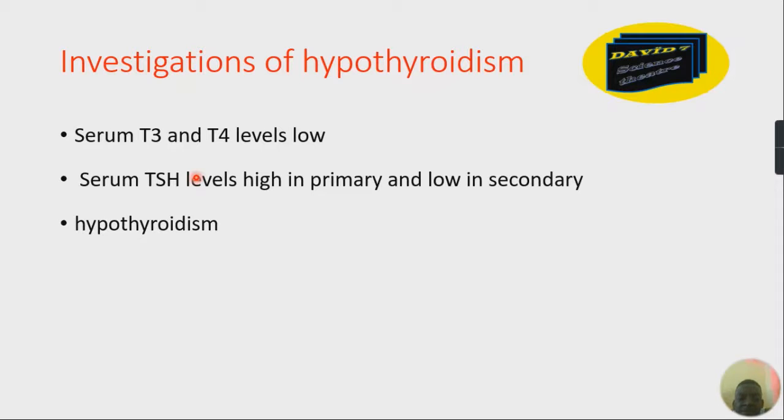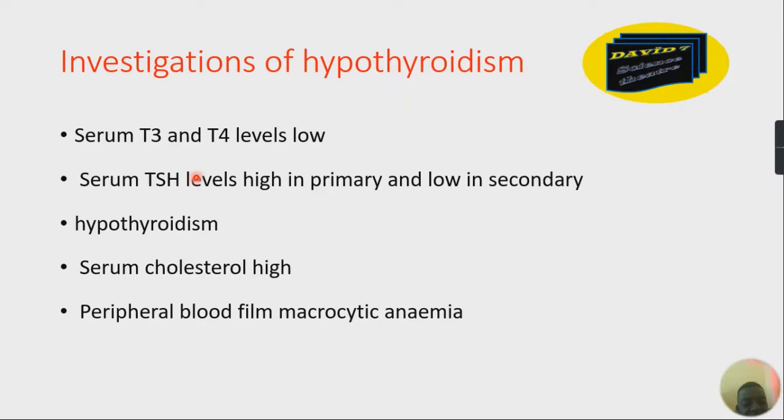And in the investigations of hypothyroidism itself, serum cholesterol will be high, okay? Peripheral blood film shows macrocytic anemia. Yeah, you know this. Peripheral blood film, macrocytic anemia. The cells are large in this anemia.